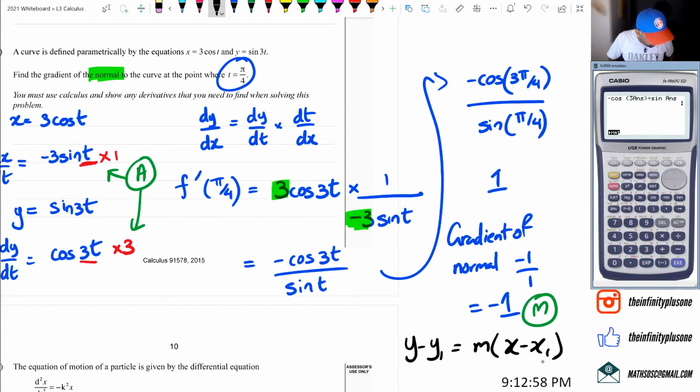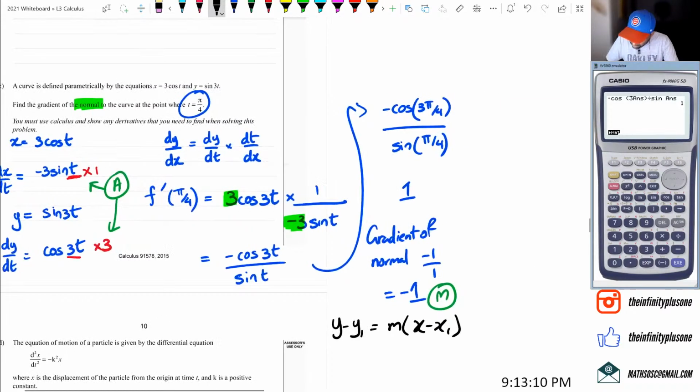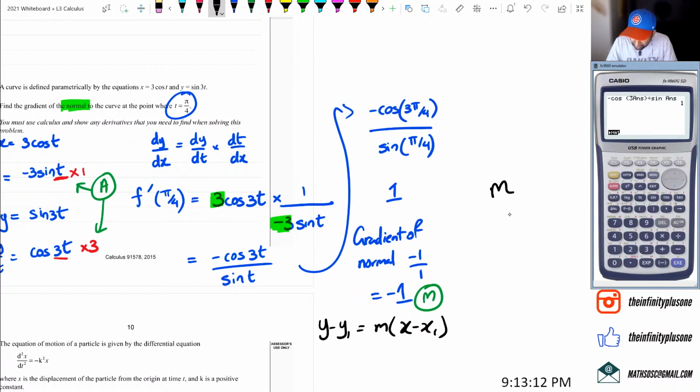James, whenever you want to find the normal gradient, you might have done it last year with coordinate geometry, where when you multiply two gradients, they have to equal -1, so that makes it perpendicular. So if you have m, the normal of that is just going to be -1 over m. So that's all I've done there.